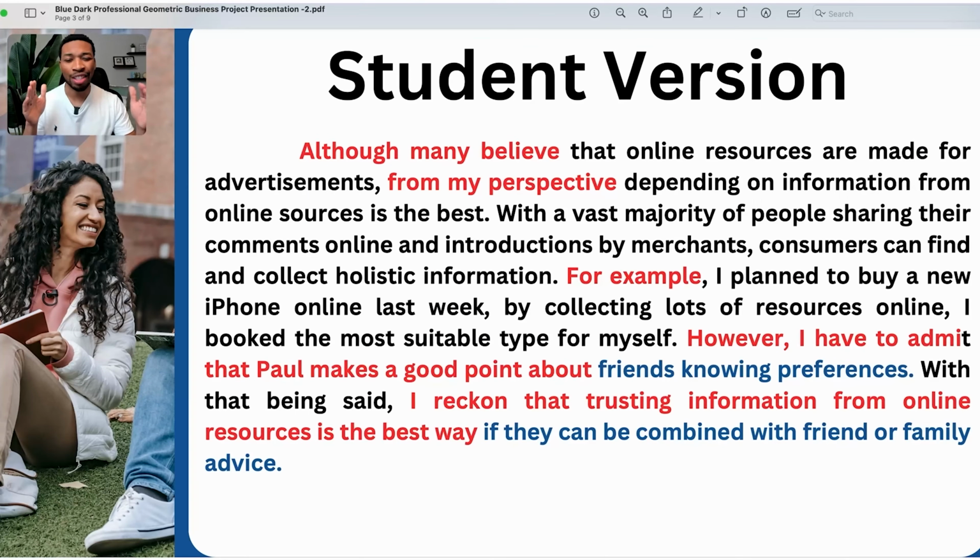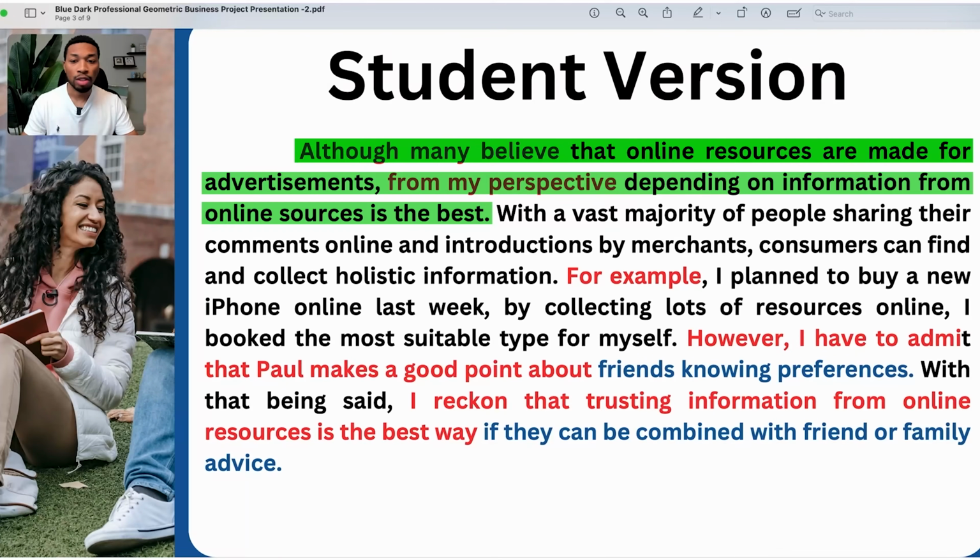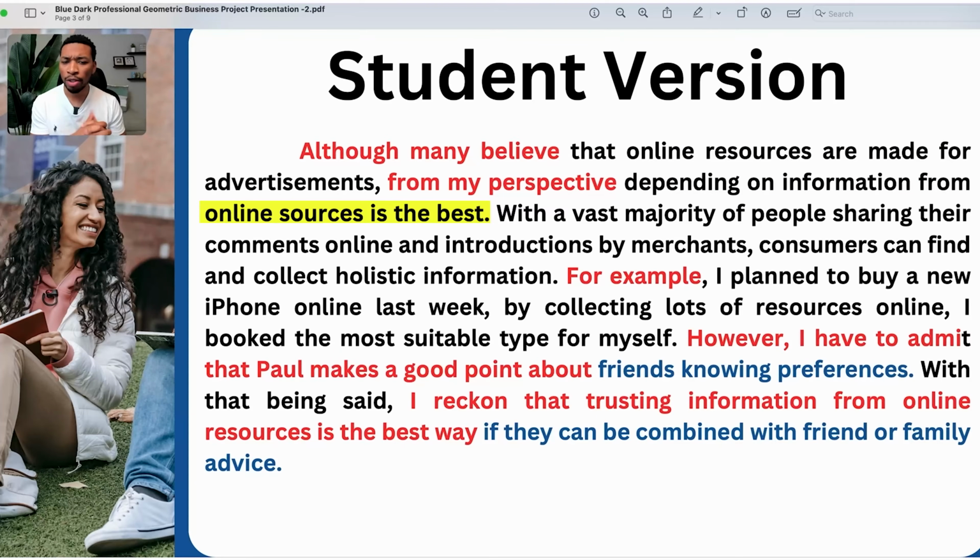Okay, first let's check the student's answer. Notice what it says: "Although many believe that online resources are made for advertisements, from my perspective, depending on information from online sources is the best." All right, we see that the student is choosing online sources as the best, but it's kind of confusing, no? Because they're saying, although we believe that online resources are made from advertisement, it's almost like the student is saying that even though I disagree with online sources, I support online sources. So not a very clear answer there.